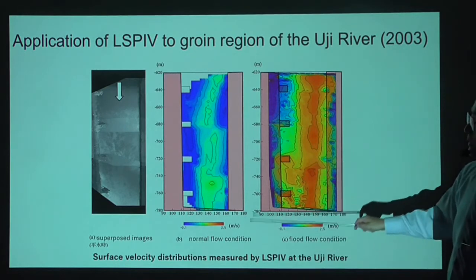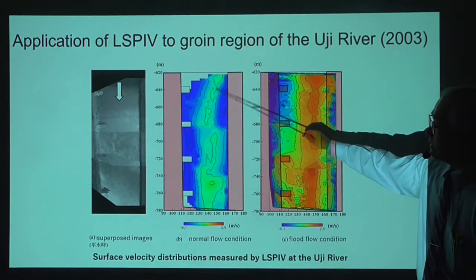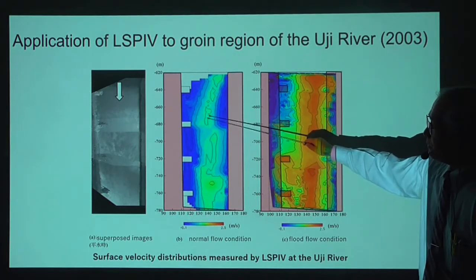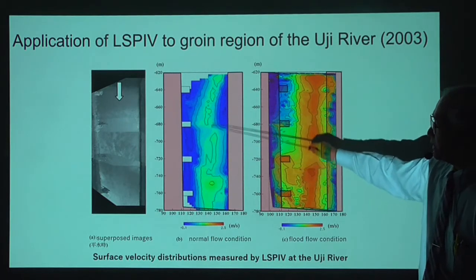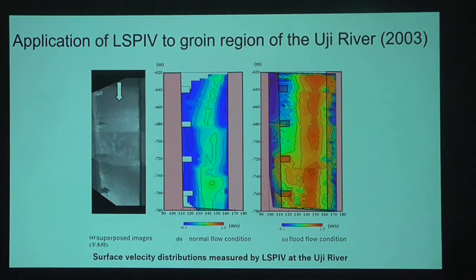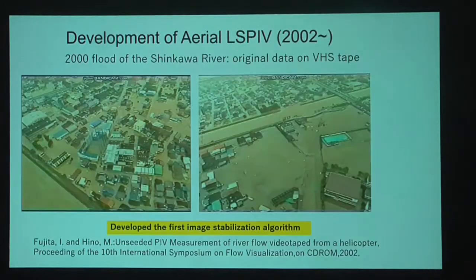So in this case, in the normal flow condition the mainstream will sometimes change to meanders, but in the flood condition they go just straight downstream. This can be observed from the aerial LSPIV, this kind of PIV. And this is another example of the aerial LSPIV.